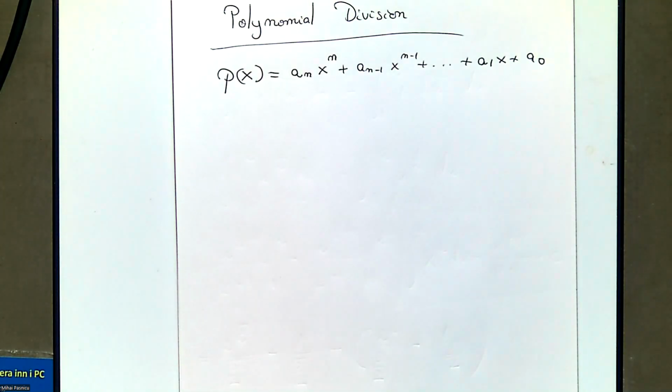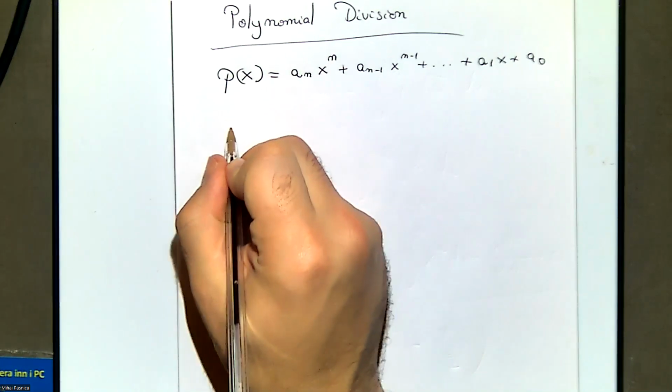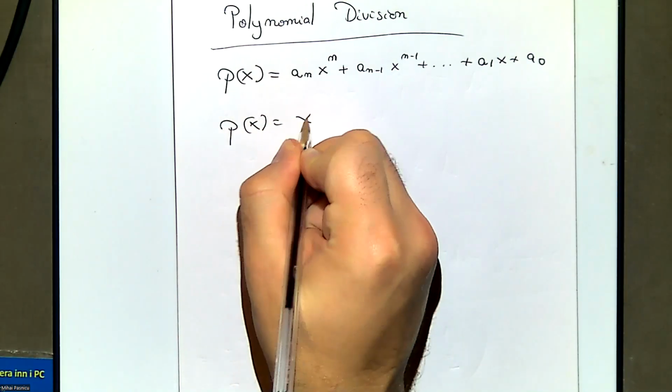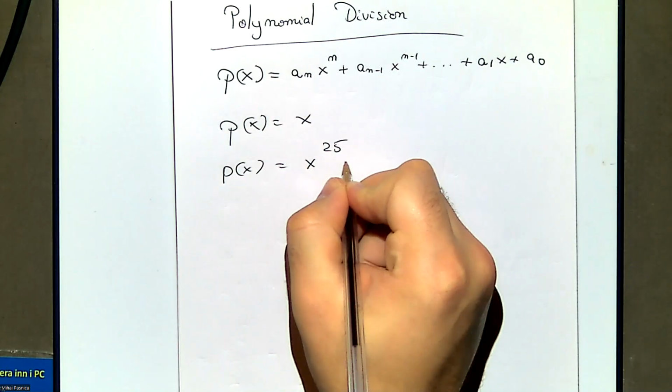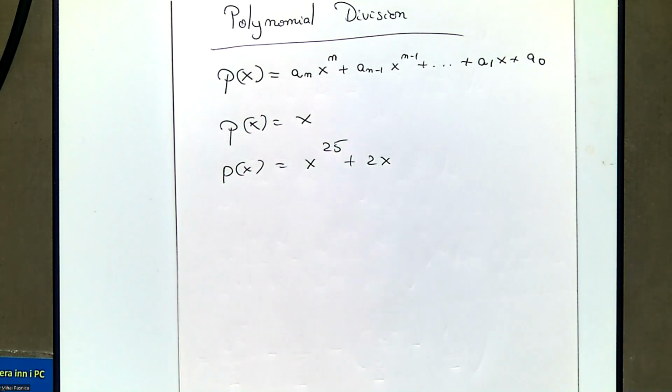Basically, anything that's x to a power times a constant is a polynomial. Okay, so just to give an example, x is a polynomial. x to the 25 plus 2x is a polynomial. You get the point. Every power of x is a polynomial. That's the idea. They're just like whole numbers.